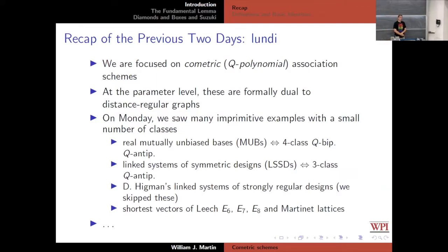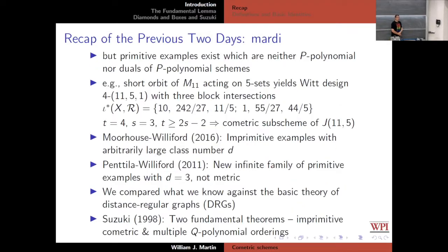We didn't have time to talk about Higman, but we mentioned that the shortest vectors of some of the most famous lattices are Q-polynomial association schemes, and Akihiro Munemasa has a chapter in the Handbook of Combinatorial Designs where he talks about Q-polynomial schemes that come from lattices. And the second day said, well, are there any primitive examples? And we found that there are an infinite family of primitive examples found by Quintilla and Williford. There's an infinite family of new imprimitive examples with arbitrarily large class number found by Morehouse and Williford.